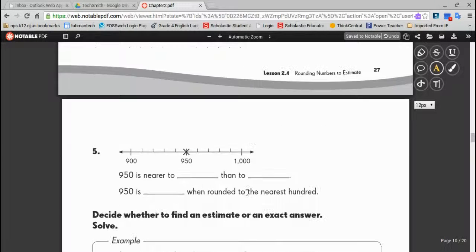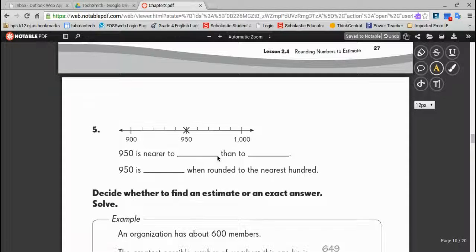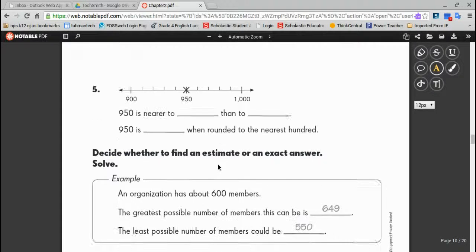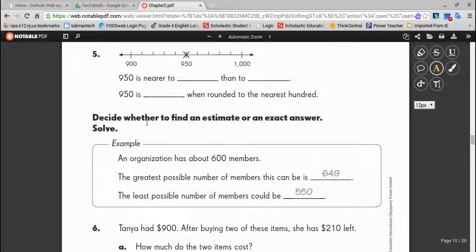Okay, let's do the next page. You guys go ahead and do number 5. Again, hit pause, do number 5, and when you come back, we'll do the ones on the bottom. Get started. Okay, welcome back. Here we go. You should have done number 5, and let's do the next problem.